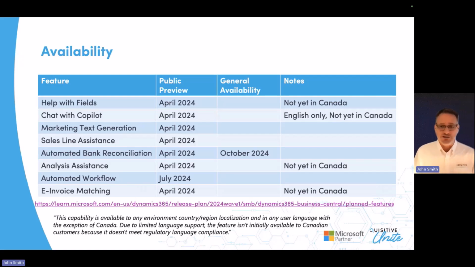Next is availability. As I mentioned, all of these features are in preview. The automated bank reconciliation has been slotted for release in October. Some of these features are not yet available in Canada.